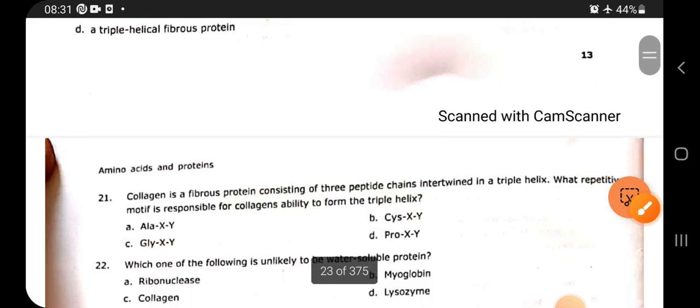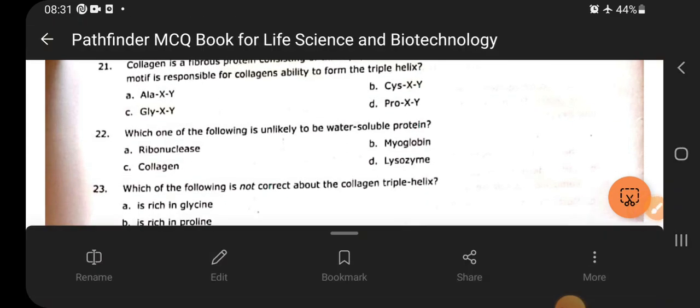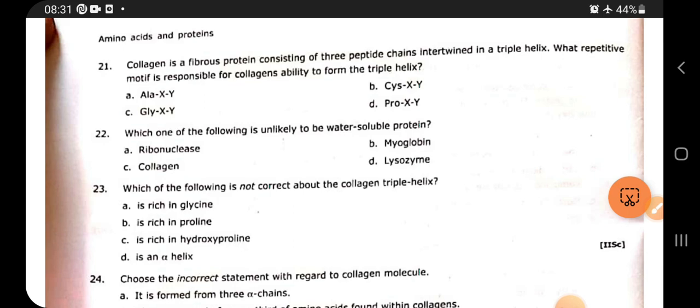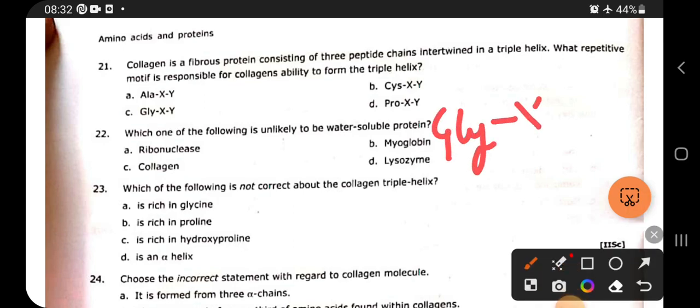Moving on. So then we have a question as collagen is a fibrous protein consisting of three peptide chains entwined in a triple helix. What repetitive motif is responsible for collagen's ability to form the triple helix? Yesterday I have told you, in your notes it's clearly mentioned that you have glycine, X and Y. So where is it written? It's C, glycine, X and Y. So you can clearly remember that 1/3 of the collagen is made up of glycine, then proline, X in place of X you'll substitute it with proline, and Y can be hydroxyproline or hydroxylysine.